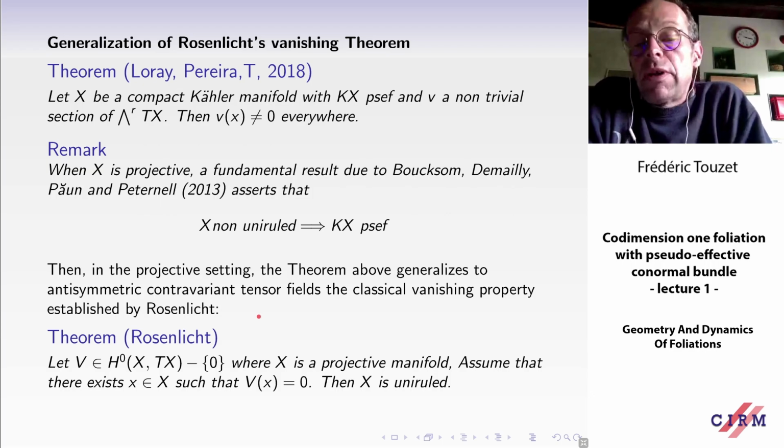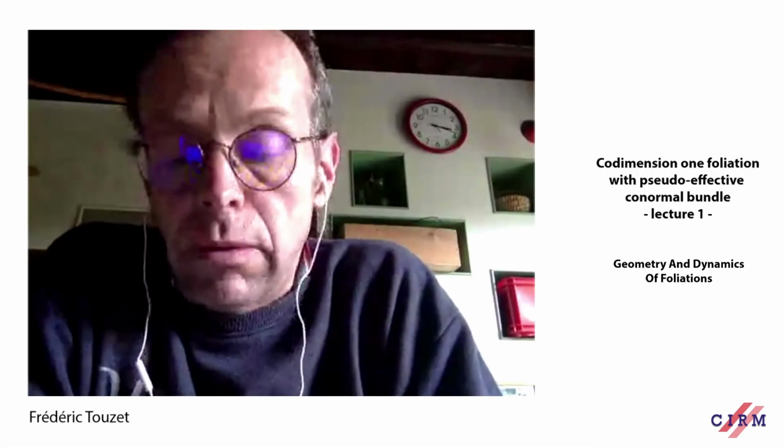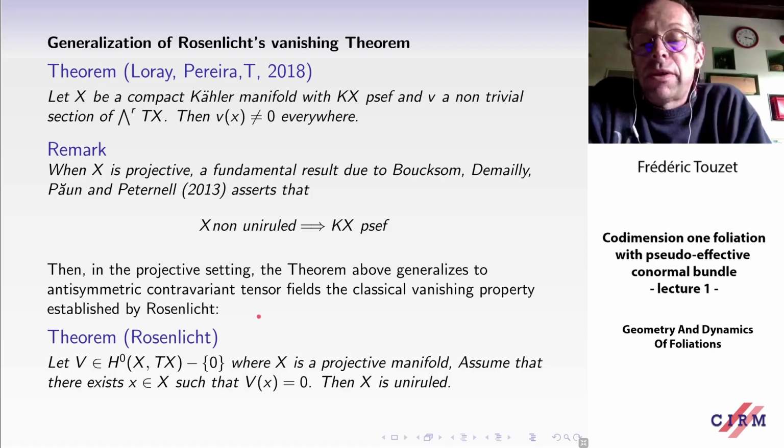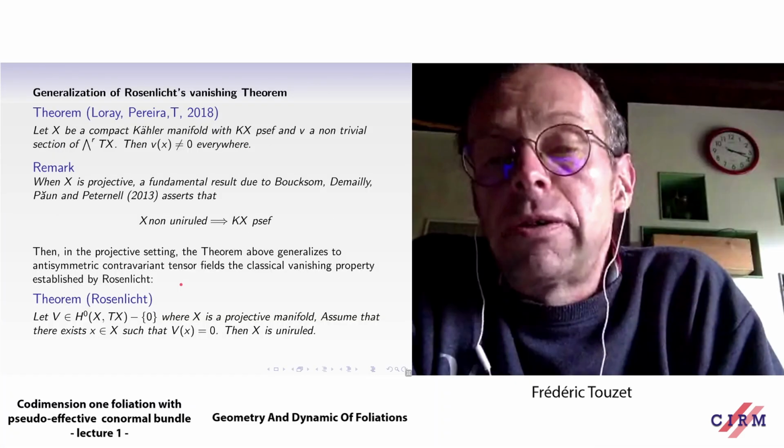So in the second lecture, I will make some classical review on foliations given by holomorphic one forms, and present examples where the conormal bundle is pseudo-effective but the foliation is not given by a holomorphic one form, and I will also state the main theorem. Thank you for your attention.